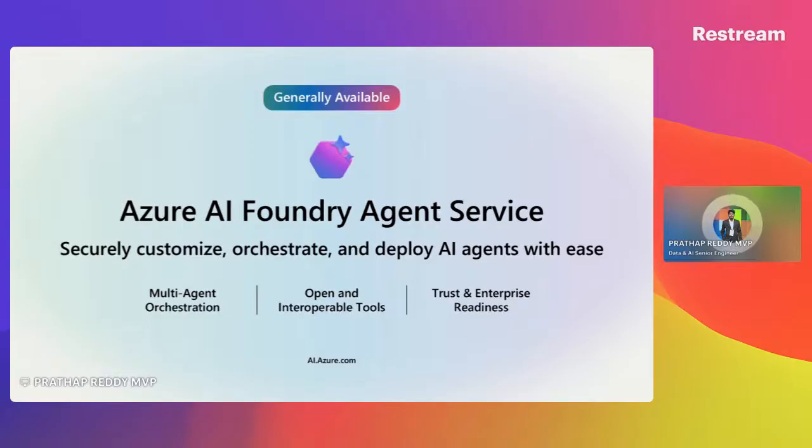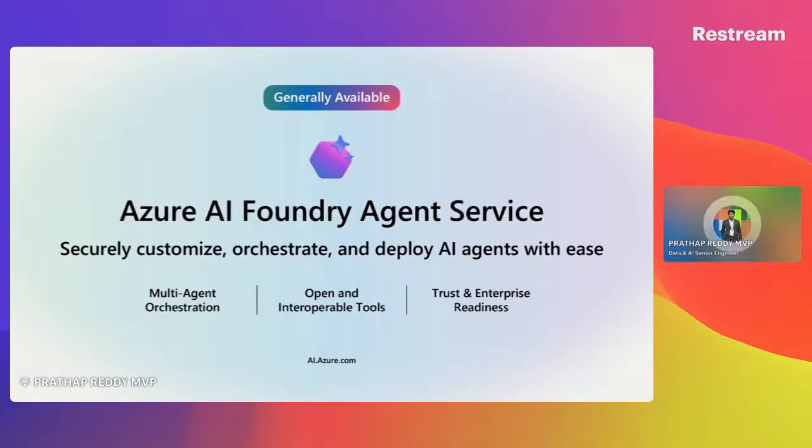Okay. Azure AI Foundry Agent Service. Now it is generally available. Where we can securely customize our agents and orchestrate and deploy AI agents with ease. We do have multi-agent orchestration. It is not only enabled for a single agent. For example, if you have a parent agent, you can also train child agents to integrate both of them to function on one main task as well.